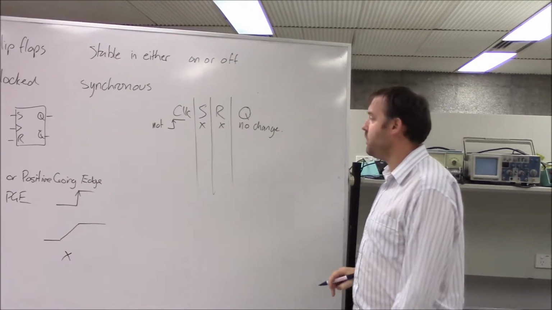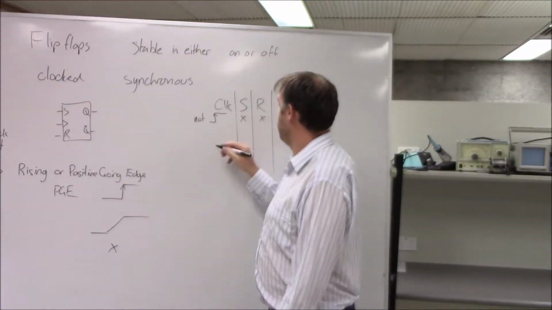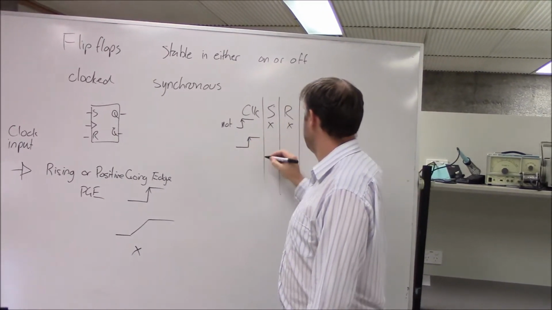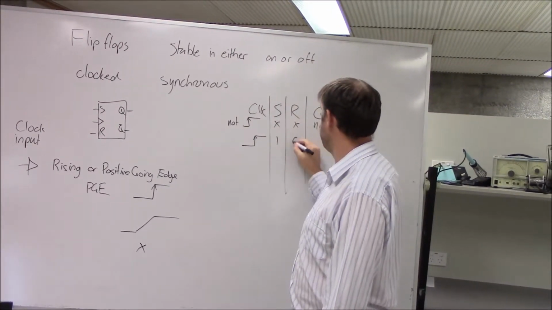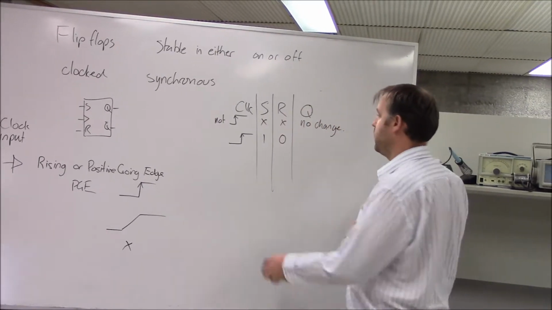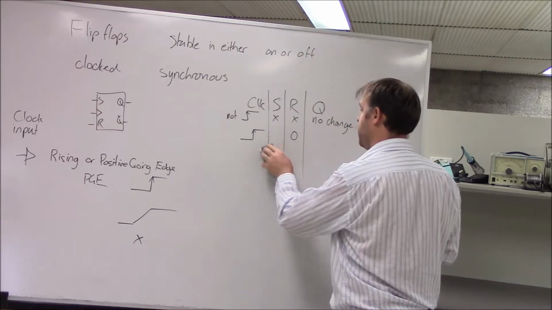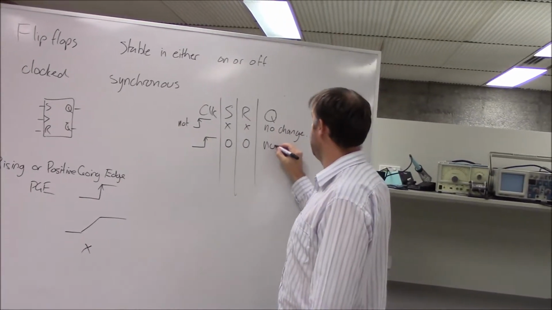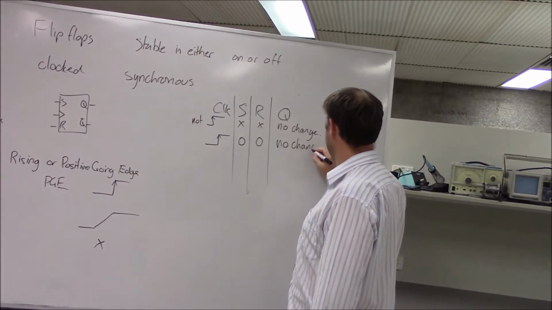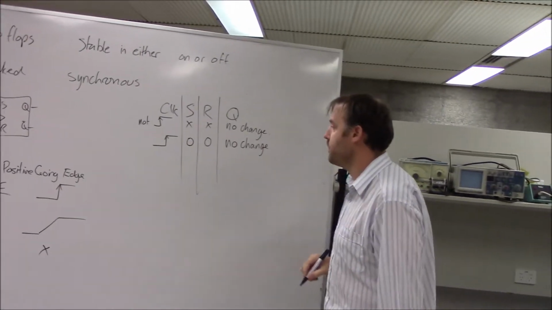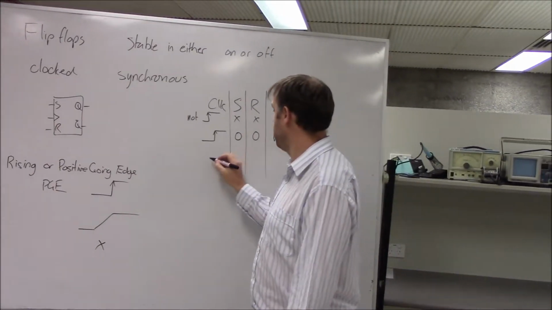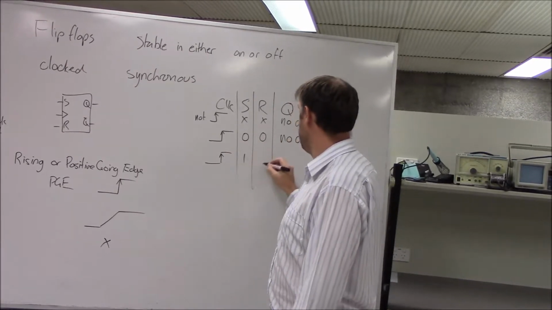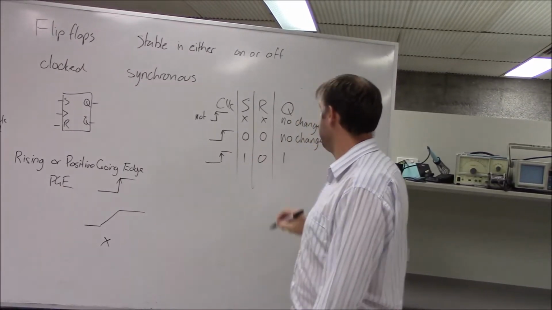Okay? But if we do have a rising edge, and set is 1, reset is 0. Oh, actually I'll include the 0, 0. Yep, start with 0, 0. We still get no change. Put a rising edge here. Set is 1, 0. Q becomes 1.